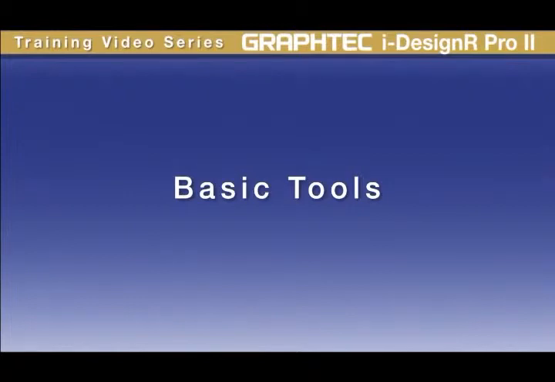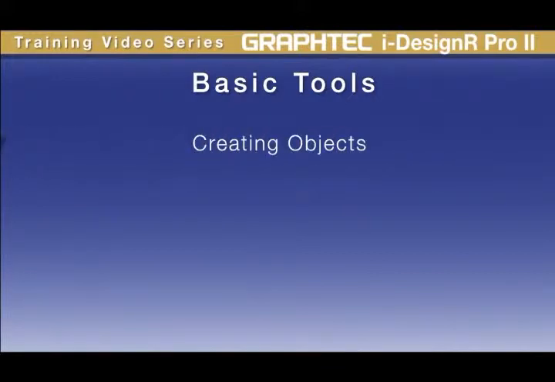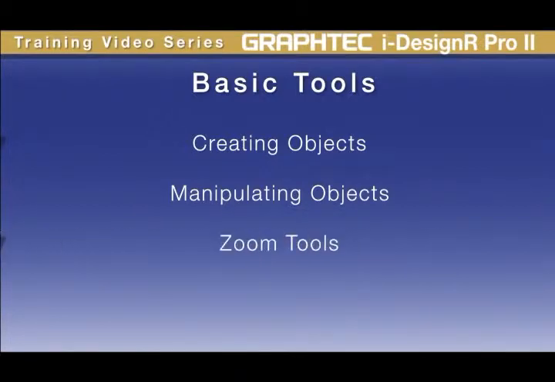In this lesson, we'll cover how to use the basic design tools. These tools include creating objects such as circles, squares, and other shapes. And we'll learn also how to manipulate objects, such as moving, resizing, aligning, rotating, and flipping objects. We'll cover the zoom tools to help you get better views of your artwork. Finally, you'll learn how to use the color palettes more effectively.